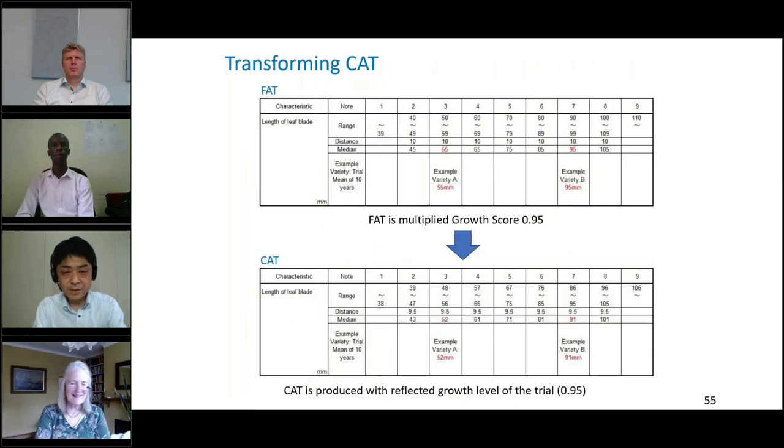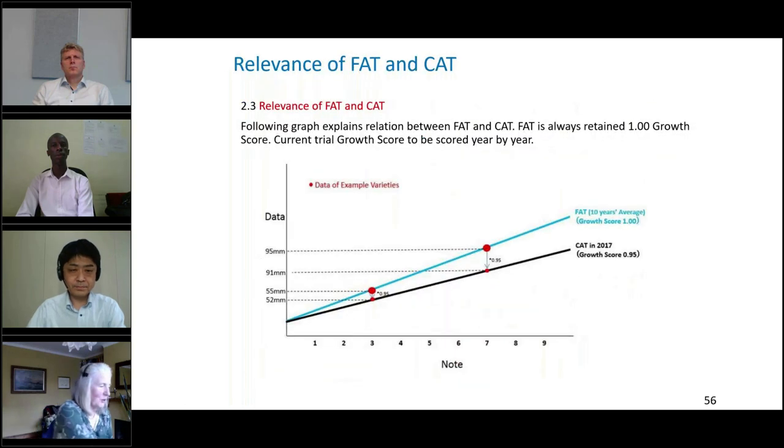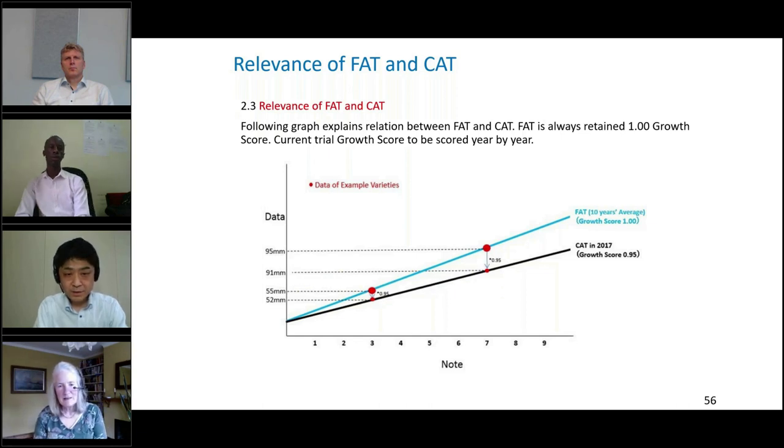This is an image of transforming from FAT to CAT, multiplied by the growth score of 0.95. I would like to explain the relevance of the FAT and CAT. The following graph explains the relation between the FAT and the CAT. FAT always retains a growth score, a growth level, of 1.0. The current trial growth score is scored year by year.